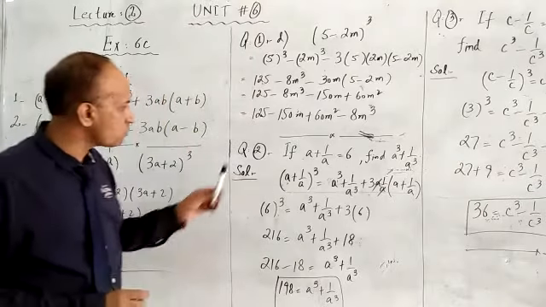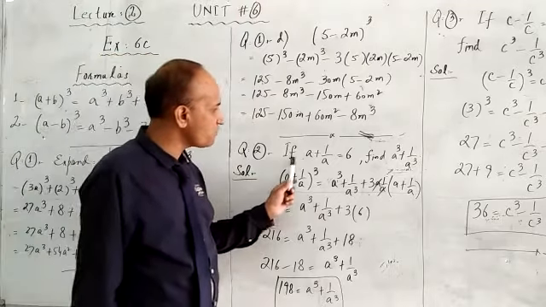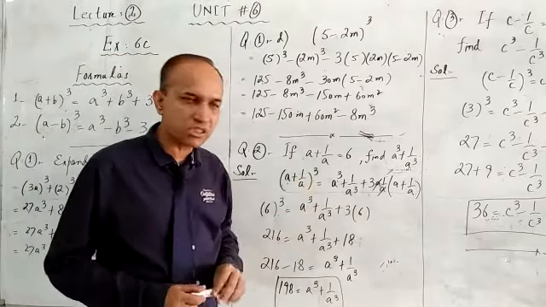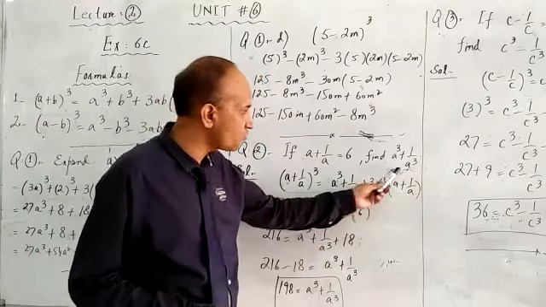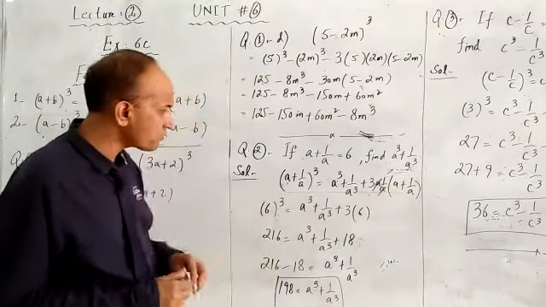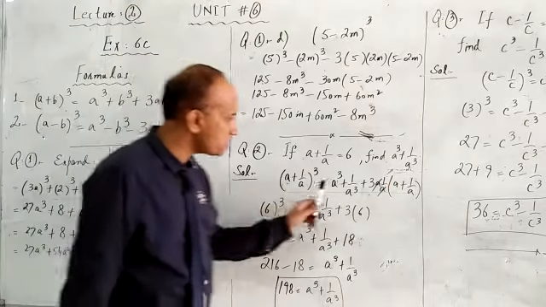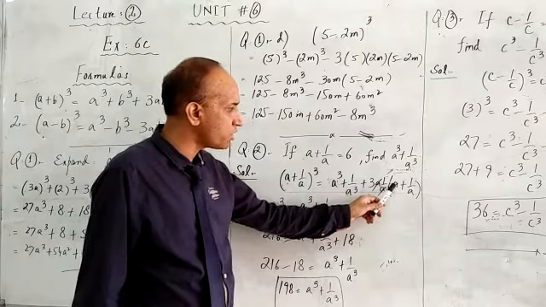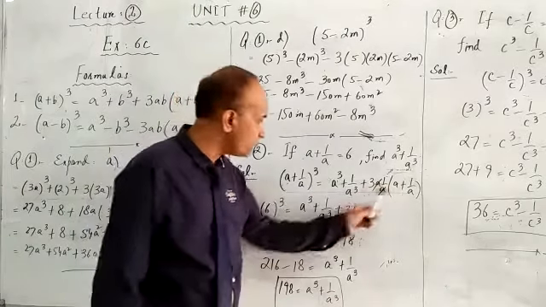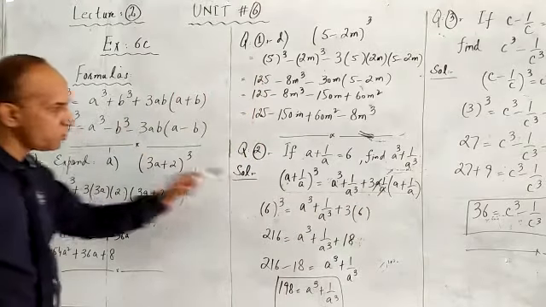Now we move to question number 2. In this question, we are given that if a plus 1 over a is 6, find a cube plus 1 over a cube. Find the value of this. So we start from here. We have (a plus 1 over a) whole cube is equal to a cube plus 1 over a cube plus 3 into a into 1 over a into (a plus 1 over a), which is the formula 1. We have applied this formula over here.